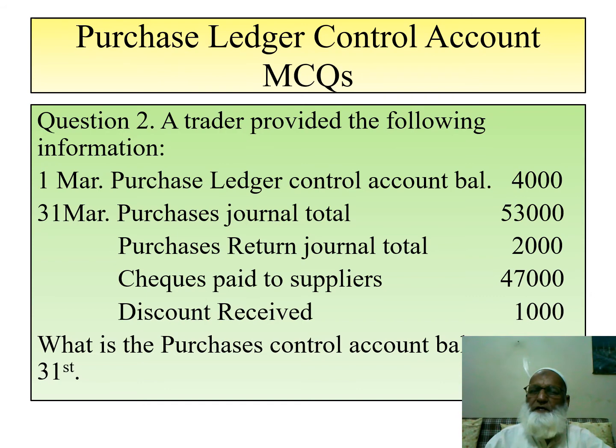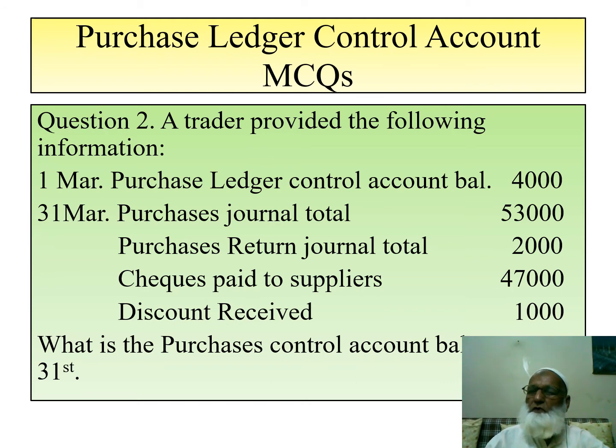A trader provided the following information. On 1st March, the purchase ledger control account had a balance of 4,000. It shall be a credit balance. On 31st March, the purchase ledger showed purchases journal total as 53,000, purchases return journal total as 2,000, cheques paid to suppliers 47,000, discount received 1,000. What is the purchases control account balance on 31st March?